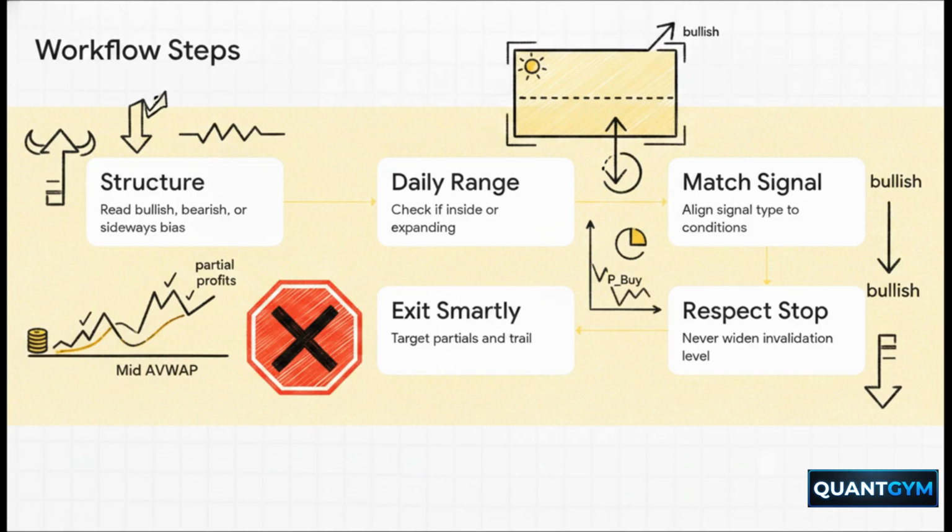And finally, Step 5. Exit intelligently. The target is your first objective to book partial profits. But hey, if price continues with absolute strength, you can always trail your stop using that vital mid-AVWAP line.